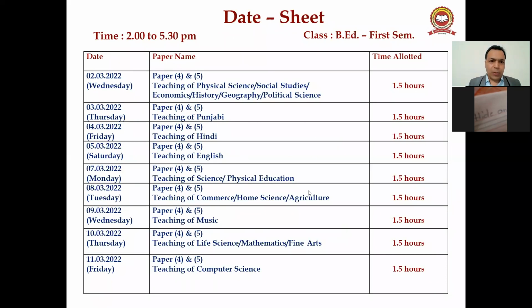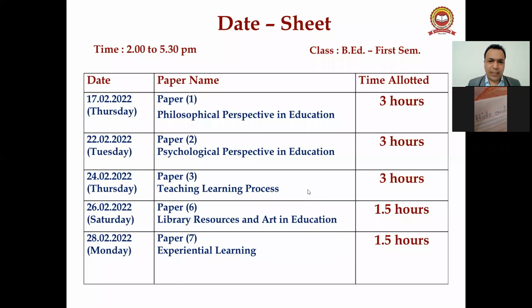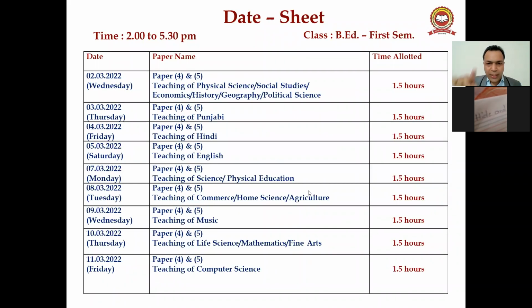In the next PPT, you can see these are the compulsory papers. First of all, keep in mind that the university is taking your compulsory papers first. What are the compulsory papers? Paper 1, paper 2, paper 3, 6, and 7. You have to give all of these. Now on the second slide, we talk about teaching subjects, meaning paper 4 and paper 5. So this is the date sheet of paper 4 and paper 5.